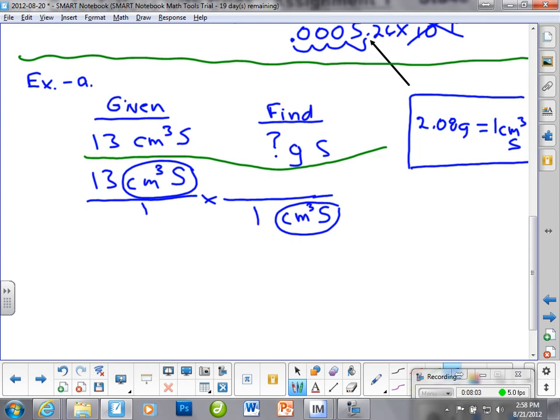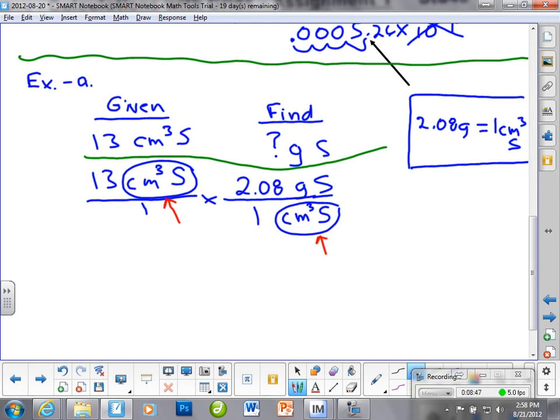So we have a 1 here, and what would we have on top, David? You got it. And what's the unit that goes with the 2.08? Yes, indeed. And this is sulfur again. So, whatever unit you have on the numerator on the left side, you're going to have on the denominator of the right side. So there's your left side numerator, and there's the next fraction's denominator. Has to be the same.